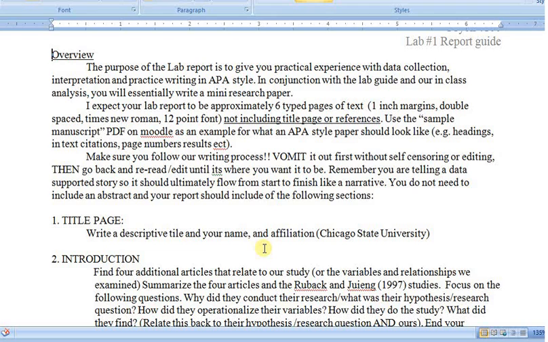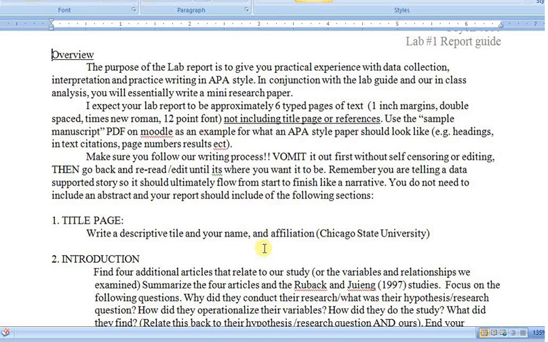Now, the purpose of these labs is to give you experience with collecting data, writing up a report, start to finish. This is essentially going to be a mini research paper on this particular topic of territorial defensive space and about our study that we conducted on parking lot behavior. Okay. This is separate from your final project.